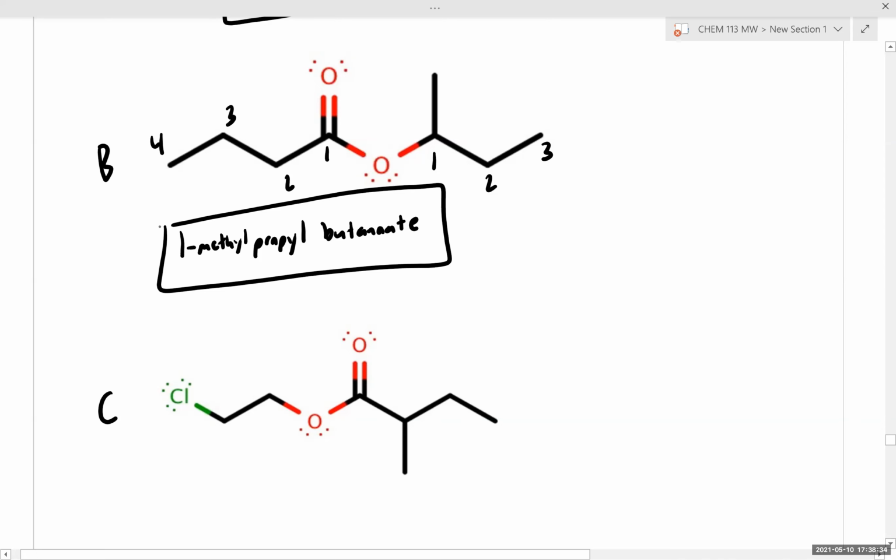Is there another name for this compound? And I'm not talking necessarily an informal name. Is there another IUPAC valid name for this compound? Is there another way to name this 1-methylpropyl side chain? Is there another name for the methylpropyl side chain?